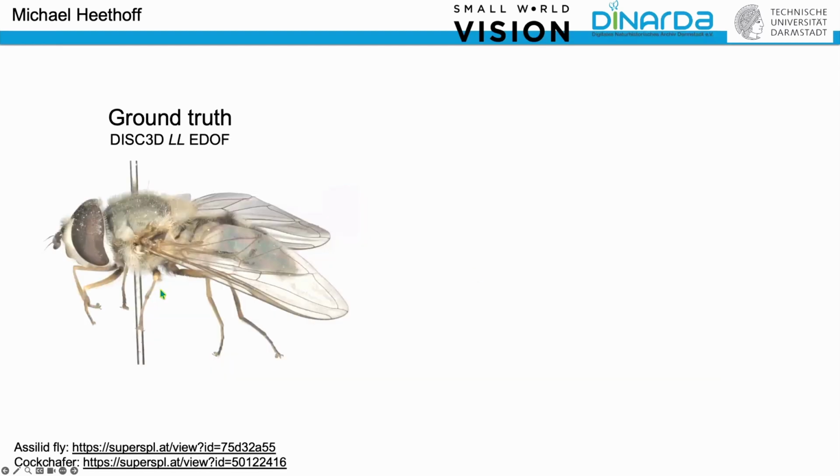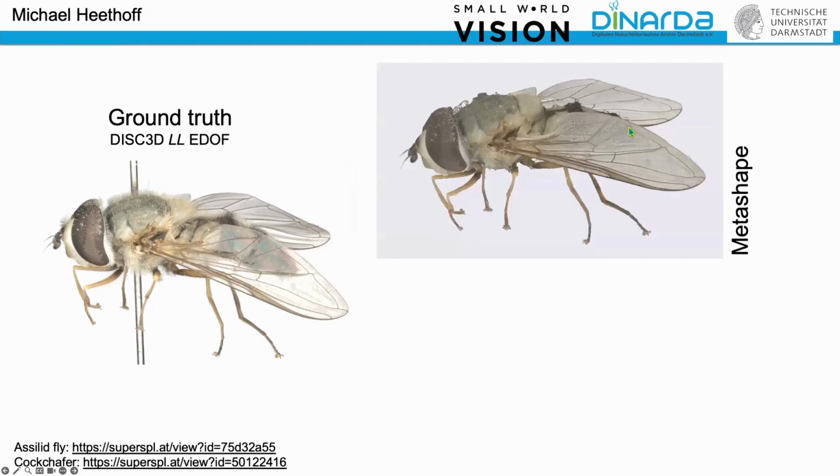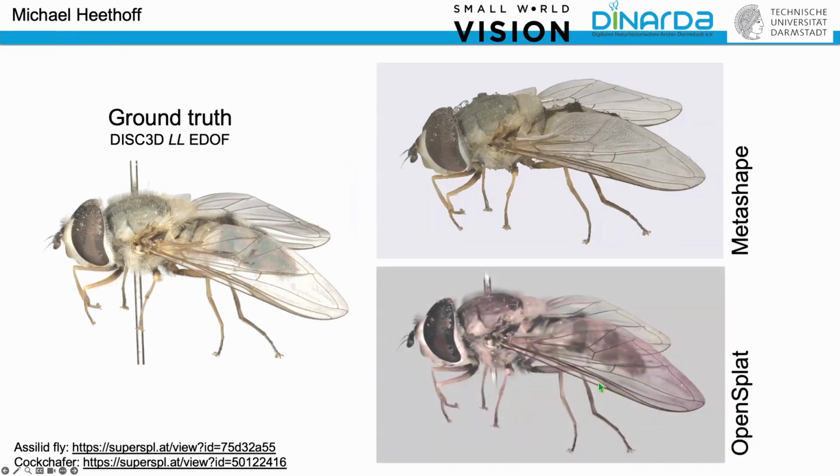Let's compare it. This is an image of the ground truth from this fly. And this is what we receive with photogrammetry. Non-transparent wings, hairs are not visible. This here is the visualization using this Gaussian splatting. You can see these very tiny claws, hairs, the transparency of the wings, and so on.